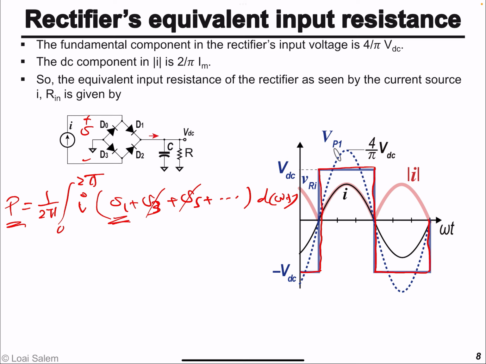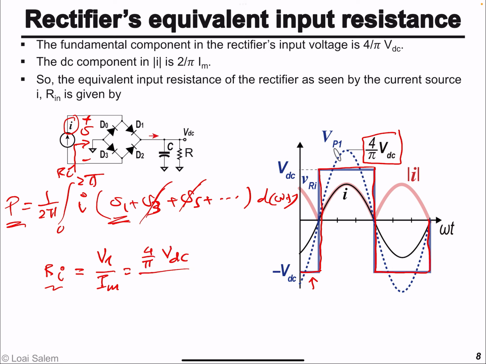Now, what we were interested in finding is basically the equivalent input resistance of the bridge rectifier, the full bridge rectifier. And so Ri will be equal to basically the amplitude of the fundamental component of the square voltage, the voltage across the current source, divided by the amplitude of this current I, which is Im. As I mentioned, the higher order harmonics don't carry any power, okay? So they will not cause any real resistance, essentially. And so V1, we said, the amplitude of the fundamental component, is going to be 4 over pi times the DC voltage VDC divided by Im.